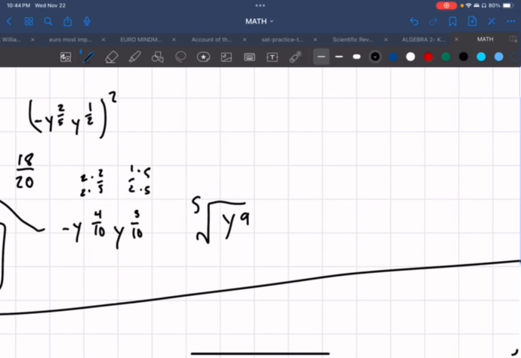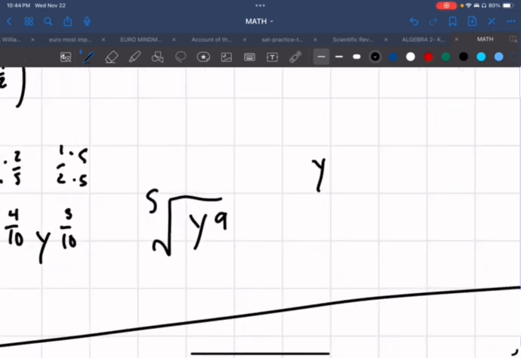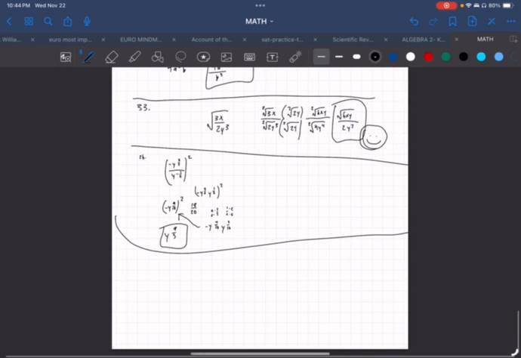Actually, wouldn't you be able to take out 5y's? So take out 5y's, and then you'd be left with 4. Oh, that's also correct. I don't think so. Alright, let's try this.